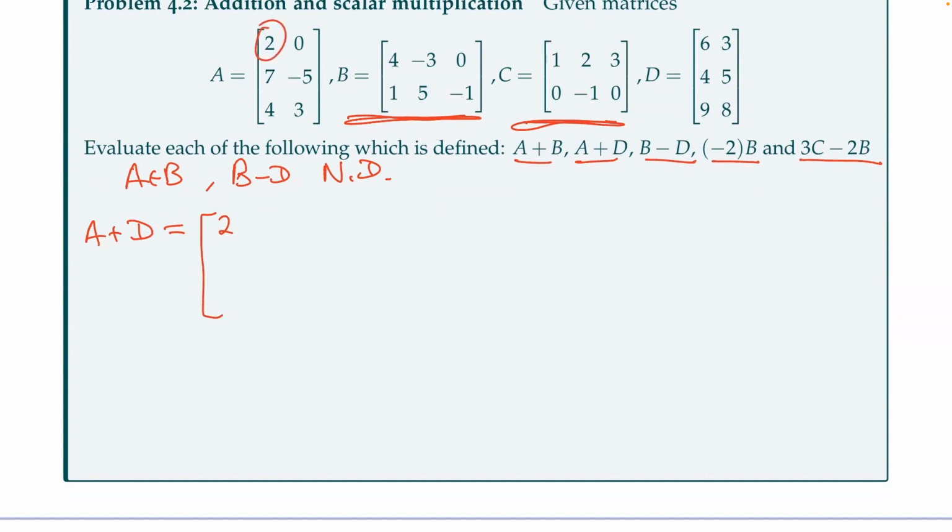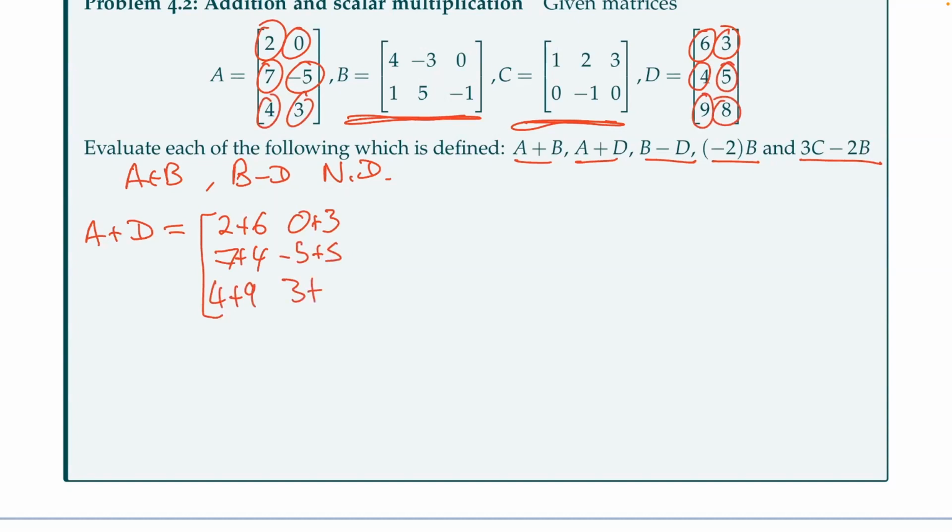We're going to have this element here, 2, added to this element here, 6. We're going to have 2 plus 6. The next column, we're going to have 0 plus 3. So 0 plus 3. 7 plus 4. Minus 5 plus 5. 4 plus 9. And then 3 plus 8. So remember, we just work our way across the columns or down the rows and just go element-wise. So you should have ended up with, unless I've made a mistake, 8, 3, 11, 0, 13, 11.